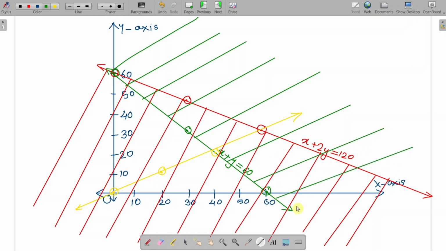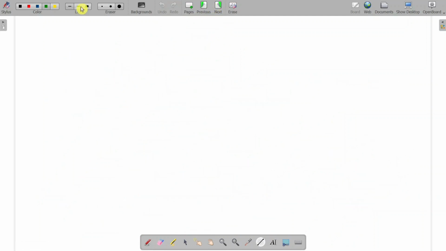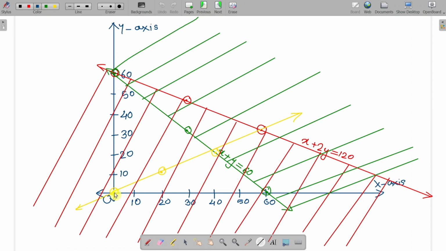Okay, now let us look at the solution region of the third line. Now if you look at the third line, this yellow line, it passes through 0, 0, right? So we cannot put the point 0, 0 in the inequality, we have to put some other point. So let us put this point here, 30, 10. Okay, so it is below the line, right? This point we will put.